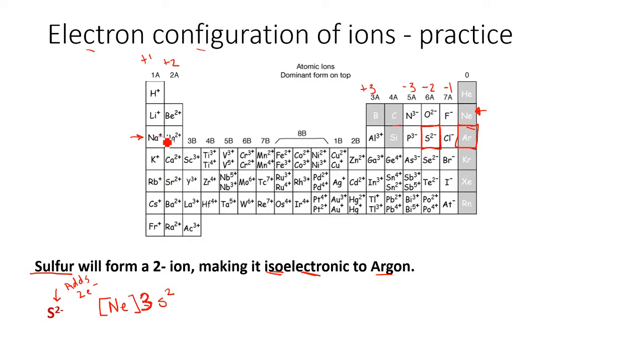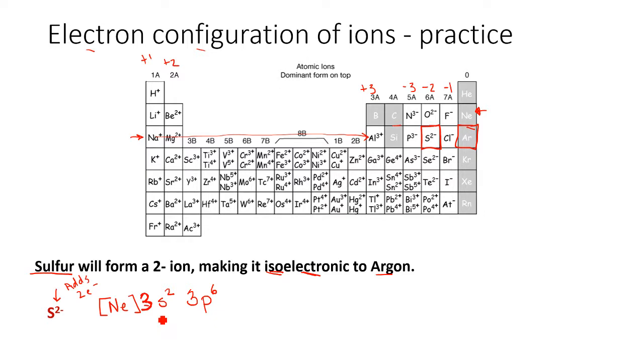After I talk about 3s2, I go over here. I bump into 3p, and I have 1, 2, 3, 4. Then I get 2 more because I'm going all the way to argon for the ion. So I have 4, 5, 6. 3p6. So this would be the electron configuration for sulfur 2-.